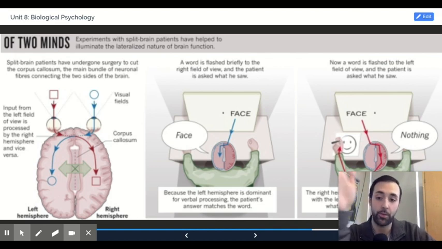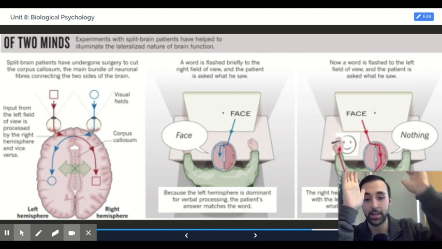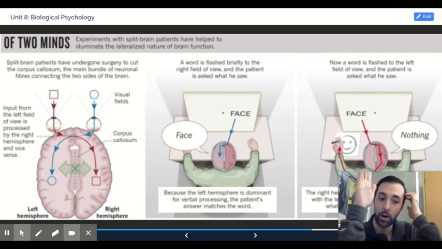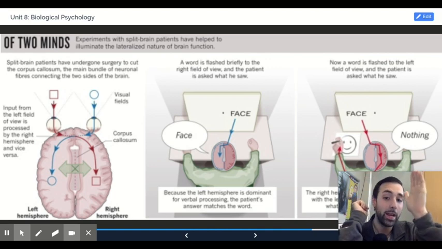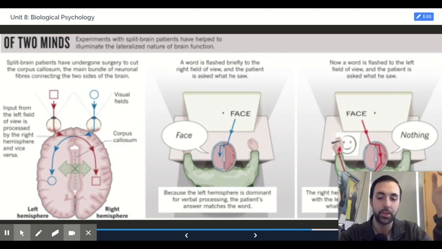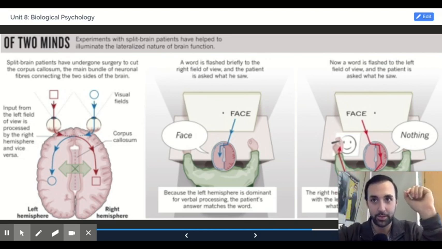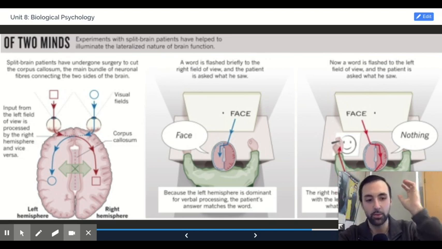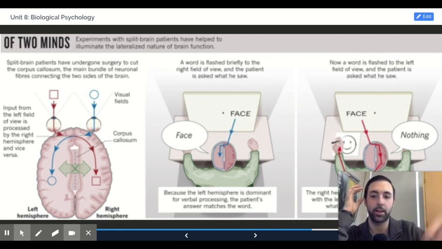Information in your left visual field is flipped and sent to the right side of your brain, meaning it goes to the right occipital lobe. Information in the right field of vision is sent to your left occipital lobe. So the field of vision, left versus right, flips to the occipital lobe. Left field goes to the right occipital lobe, right field goes to the left occipital lobe.